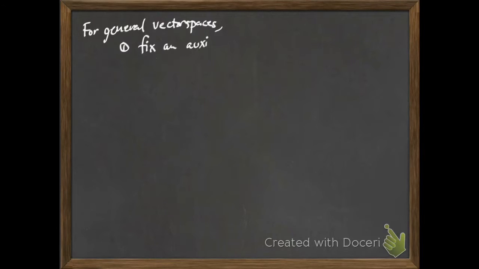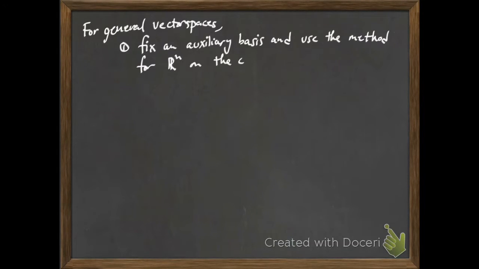Now for general vector spaces, you have a choice. What you do is going to depend on the setup of the problem, whichever way is easier. One, you could fix an auxiliary basis, like we've looked at the standard basis for polynomial spaces and things like that. You just pick an auxiliary basis and then use the method from before on the coordinate vectors for the spaces you're considering.